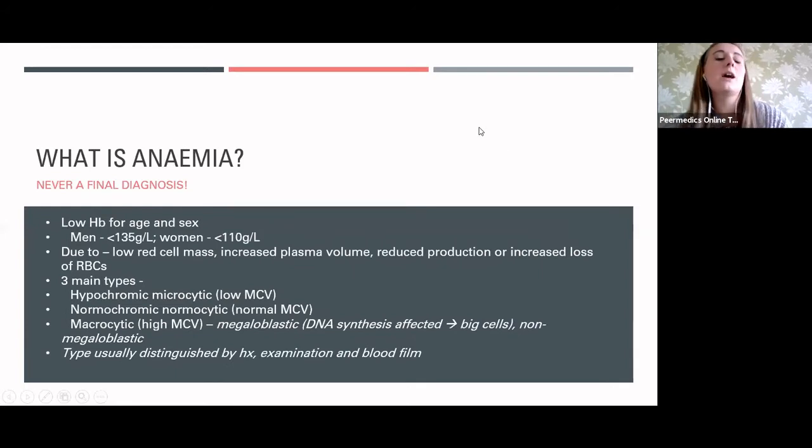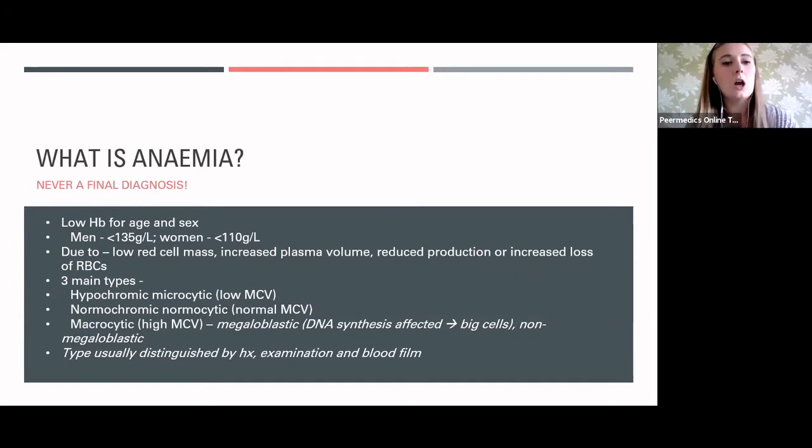So what is anemia? It's important not to think of anemia as an end stage diagnosis. It's always happening secondary to something. It's a sign, but that's not to say that we don't still talk about it in disease classification, but you'd never just diagnose someone with anemia.